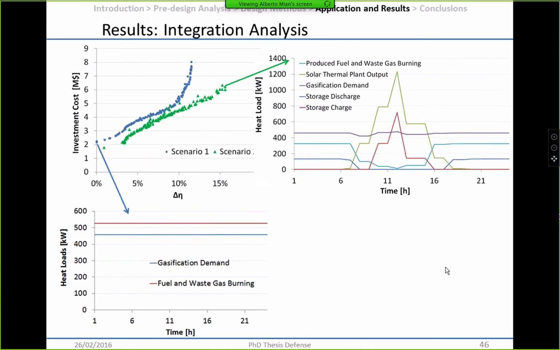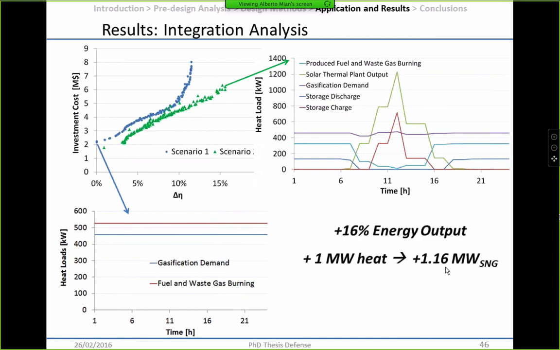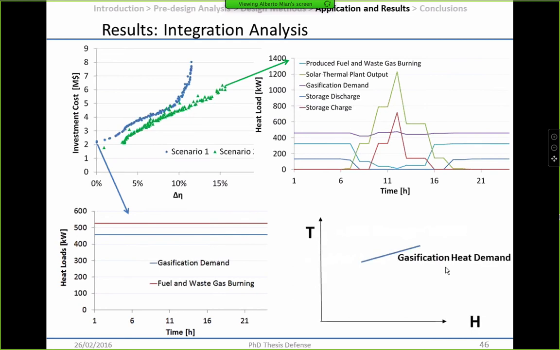Then, for this last point, we have a system which is behaving in multi-period. And in this case, it's possible to convert 1 megawatt, which is delivered by the trough receiver, into 1.16 megawatts of synthetic natural gas. Why is this possible? This is mainly related to the exergy of this heat, so to the temperature level at which this heat is available.